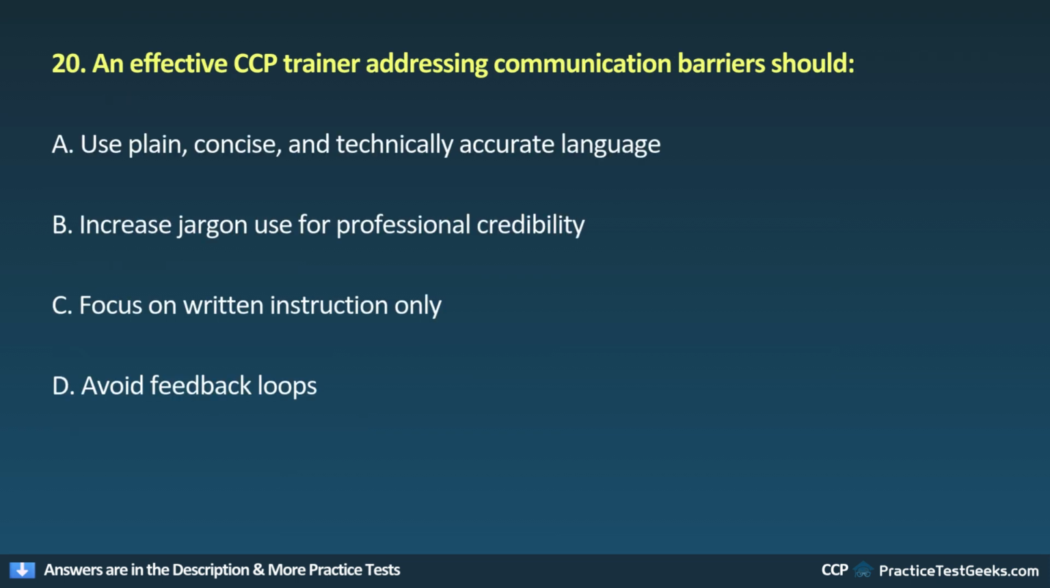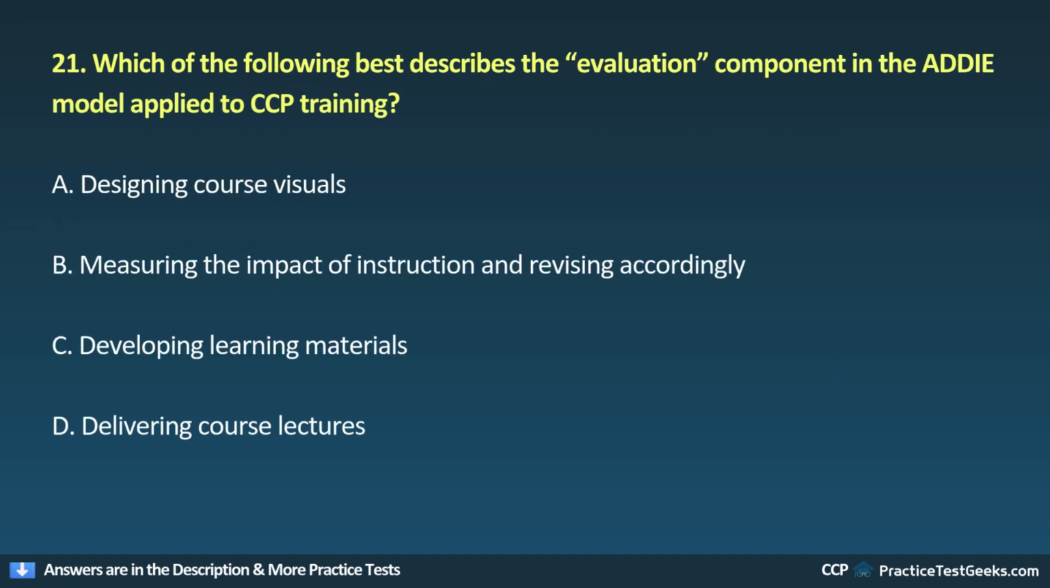20. An effective CCP trainer addressing communication barriers should A. Use plain, concise, and technically accurate language. B. Increase jargon use for professional credibility. C. Focus on written instruction only. D. Avoid feedback loops.